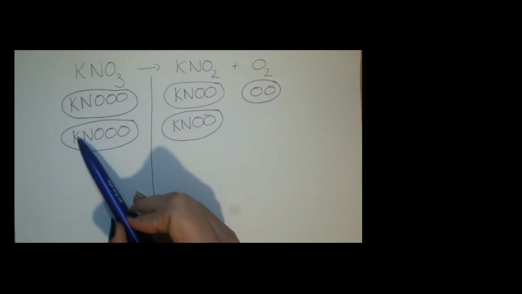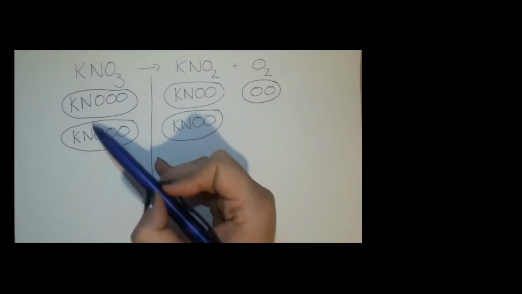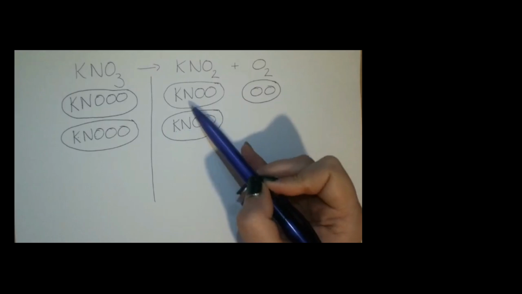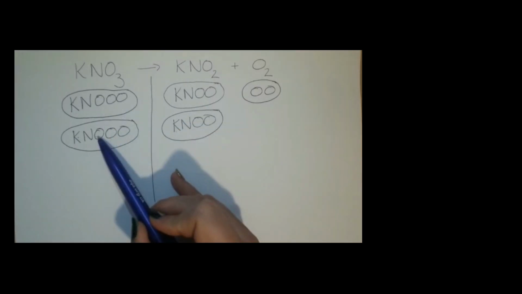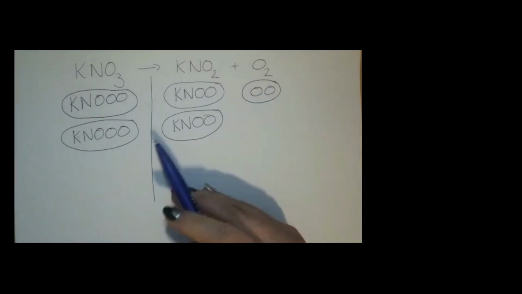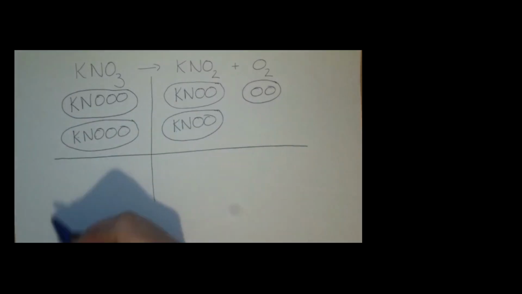So 1, 2 potassiums. On this side, 1, 2. Right, potassiums are done. 2 nitrogens on this side. 2 nitrogens on this side. Nitrogens are done. Let's check the oxygens. 1, 2, 3, 4, 5, 6 oxygens here. 1, 2, 3, 4, 5, 6 oxygens there. We're all balanced. So we're going to draw a line underneath that.